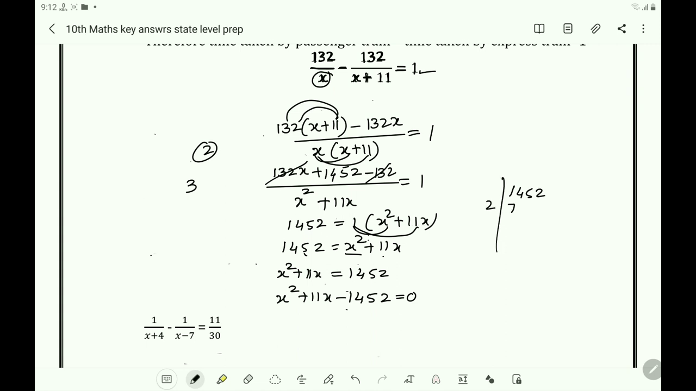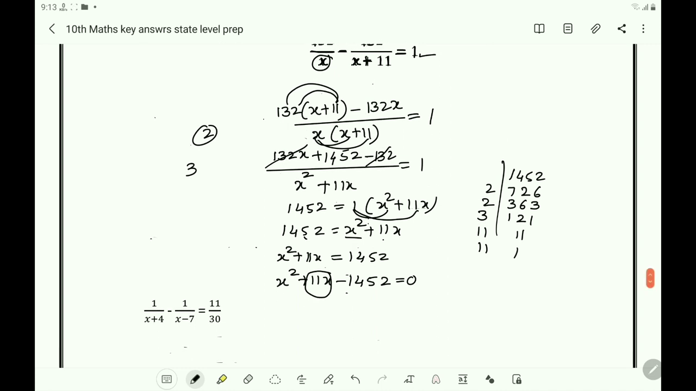1452. So 2 7s are 14, 2 2s are 4, 2 6s are 12. Next, 2 3s are 6, 2 6s are 12, 2 3s are 6. Then 3 1s are 3, 3 2s are 6, 3 1s are 3, 11 11s are 121, 11 1s are 11. Now let us arrange this to get 11x, because here the product is minus 1452 x square. We have to split it. Here the product is this much and the sum is 11x.